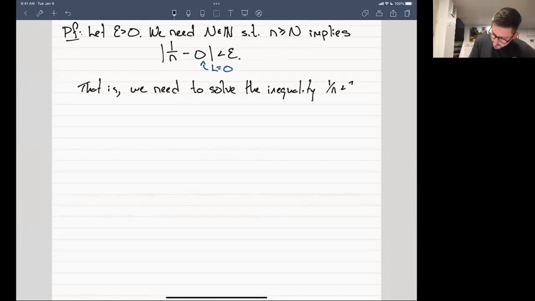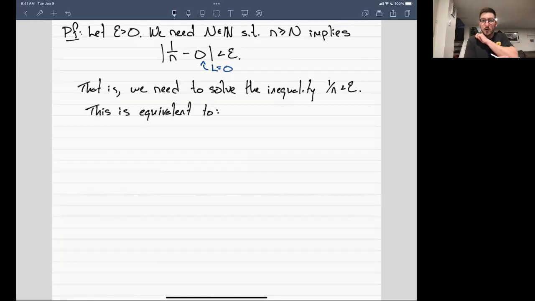1 over n is less than epsilon, all right? So that's getting rid of the minus 0. That didn't do anything. And this thing is always positive, so we don't need the absolute value. Well, then, what we see is this is equivalent to, so you can multiply both sides by 1 over epsilon. And essentially what you want is, multiply both sides by 1 over epsilon and then both sides by n. This is the same as looking for a capital N that is bigger than 1 over epsilon.